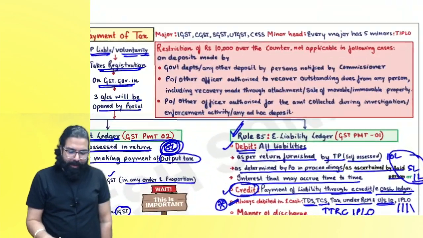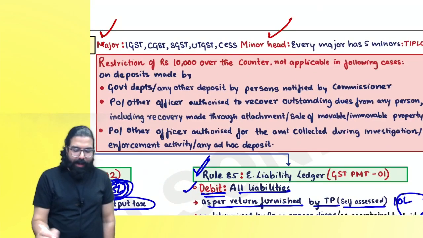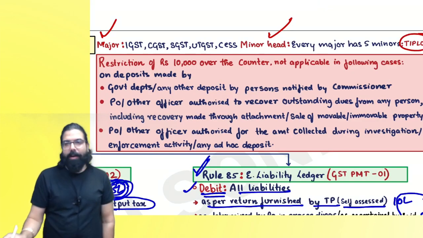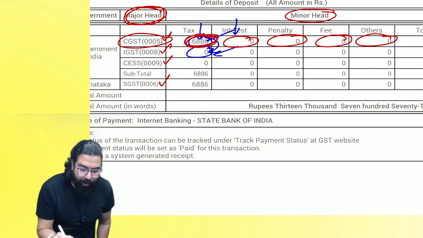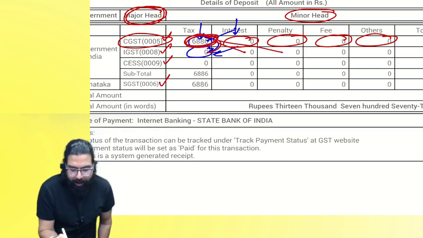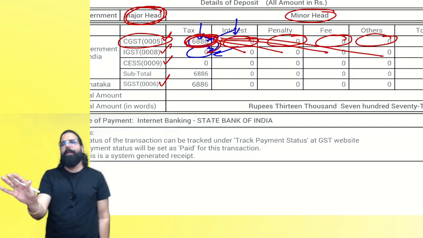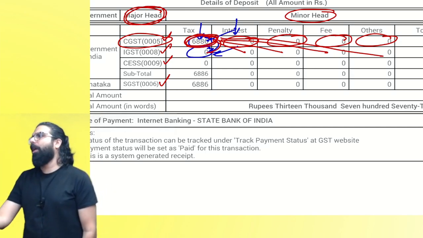Remember always, what are the major heads of tax? 5 major heads of tax, and every major has 5 minor. Are we clear, everyone? Now listen to me very carefully. By mistake, I deposited the tax over here. I want to transfer here, here, wherever you want to transfer. You can transfer. You can use now what?